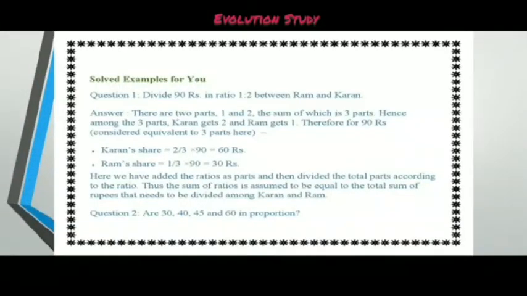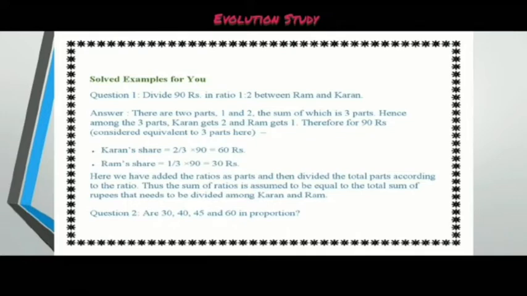Now let's take an example to solve it in a better way. For question number 1, it is given: divide 90 rupees in the ratio 1:2 between Ram and Karan. First we have to think that there are 2 parts, 1 and 2, the sum of which is the third part. Hence, among the 3 parts, Karan gets 2 and Ram gets 1. Therefore, 90 rupees is considered equivalent to 3 parts here. Karan's share is equal to 2 by 3 into 90, which is 60 rupees, and Ram's share is equal to 1 by 3 into 90, which gives 30 rupees.